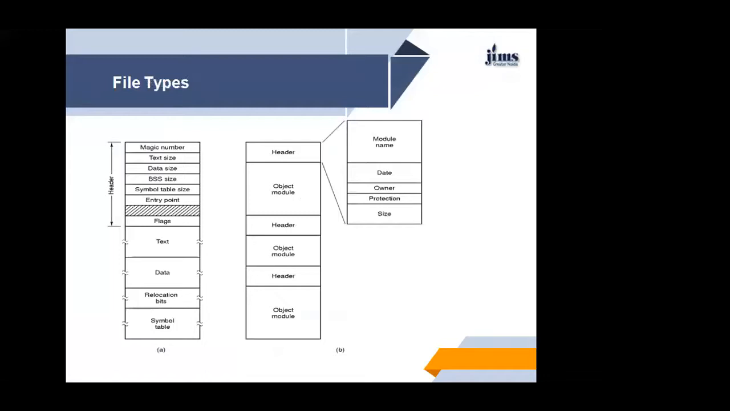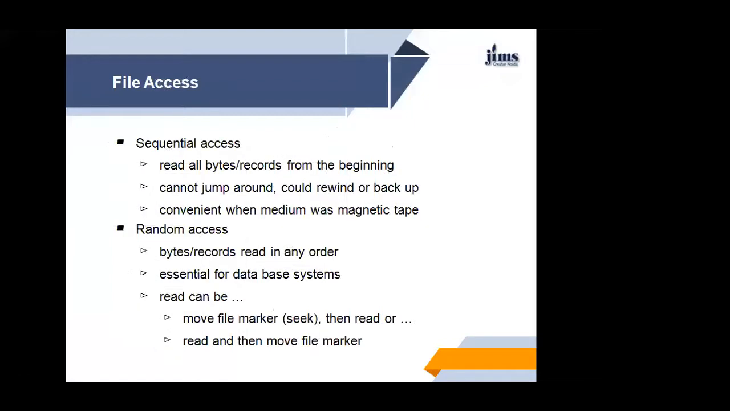These are file types, how they are mentioned. Now, we will discuss the access method. In this access method, files store information. When it is used, this information must be accessed and read into computer memory. This information in the file can be accessed in several ways.